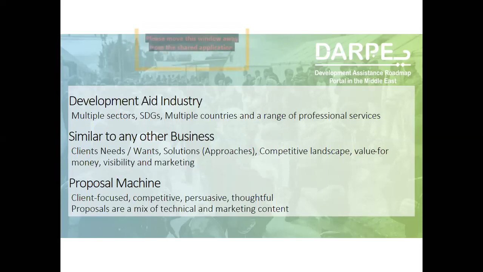A proposal needs a number of winning themes that should be integrated into the proposal document to bring a state of art, a story to tell that is client-focused, competitive, persuasive, and thoughtful.